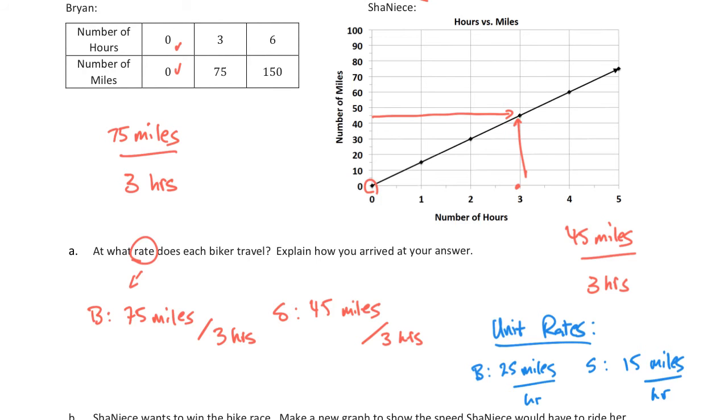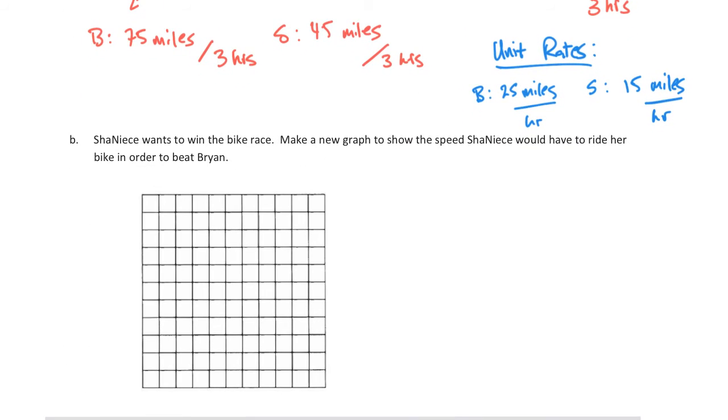Okay, and then the next thing it's going to ask you to do is make a new graph to show how fast Shanice would have to ride her bike in order to beat Brian. And I'm going to do that one for you because I think you can figure that out. But you do have to do this question, so do it.